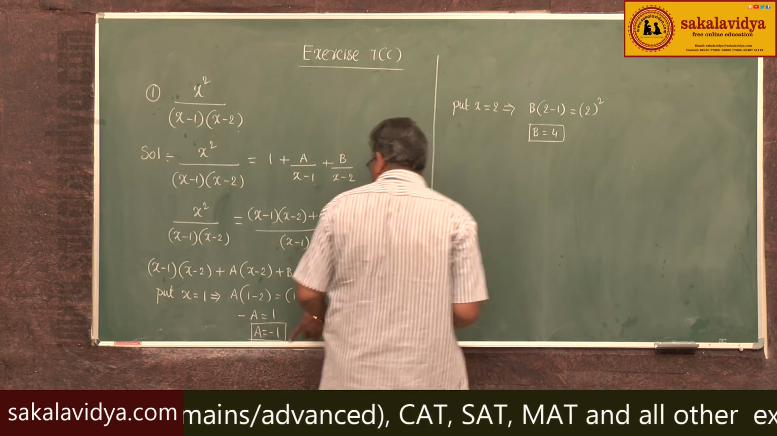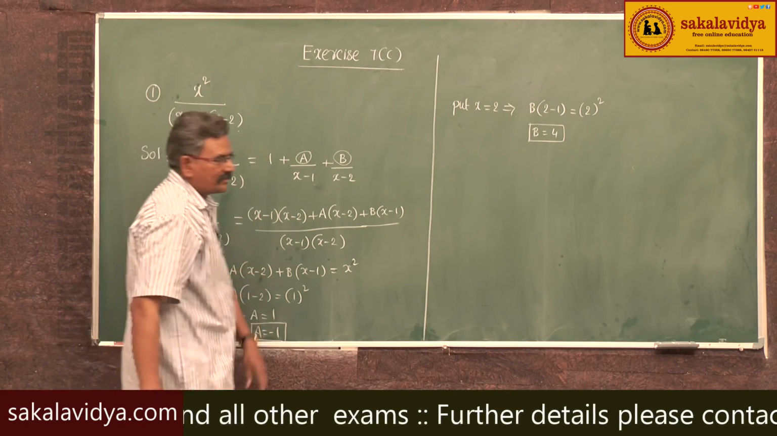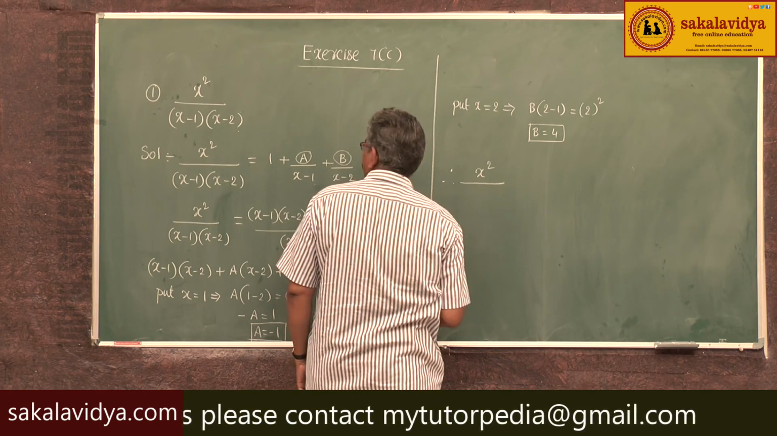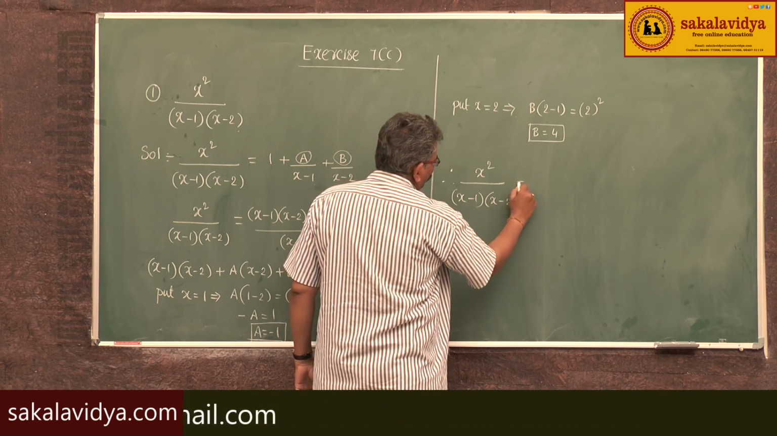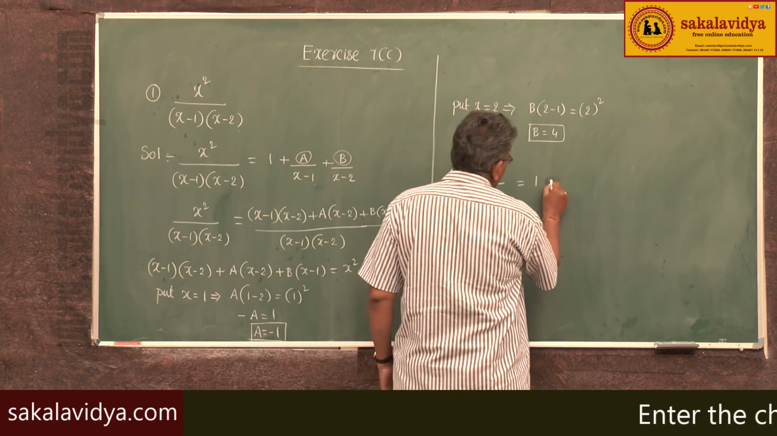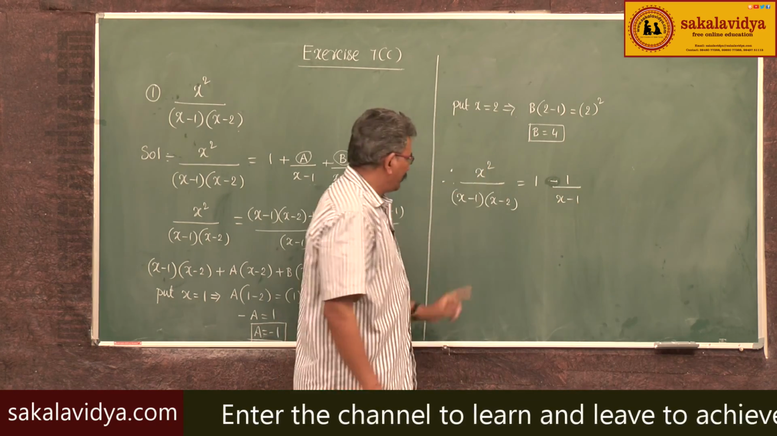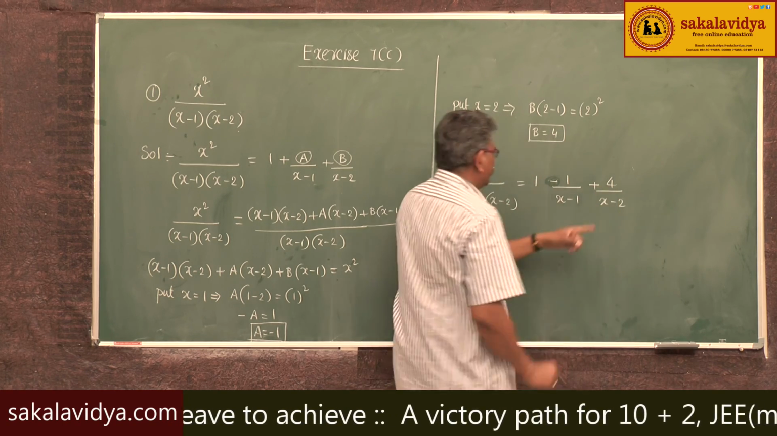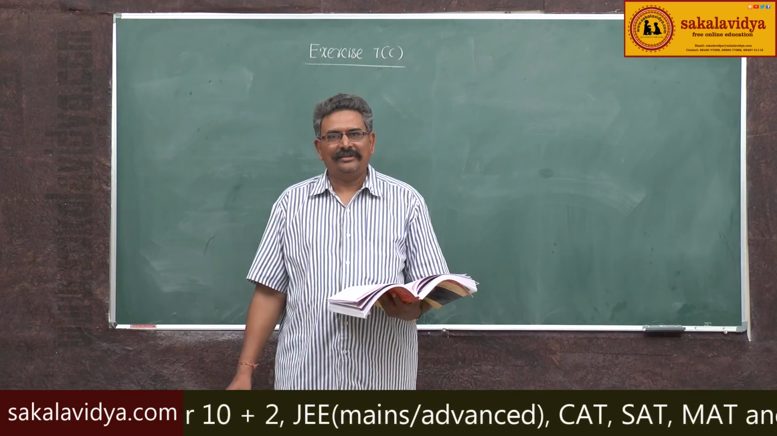So, as we know the a and b values, replacing the a and b values here, we get the partial fractions. So, hence x square by x minus 1 of x minus 2 equals 1 plus, a means minus 1, so minus 1 by x minus 1, whereas b means 4, so 4 by x minus 2. Hence, these are the required partial fractions. Second problem.